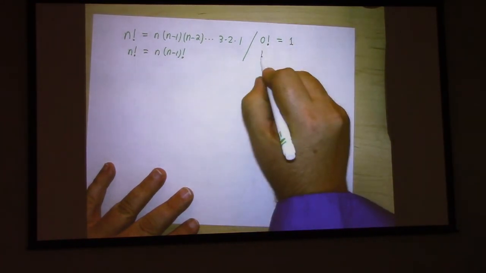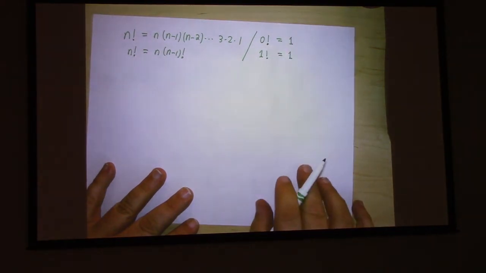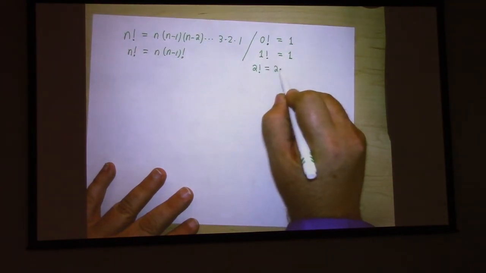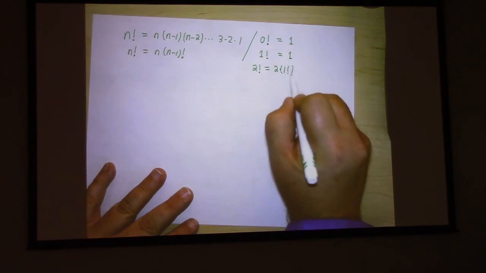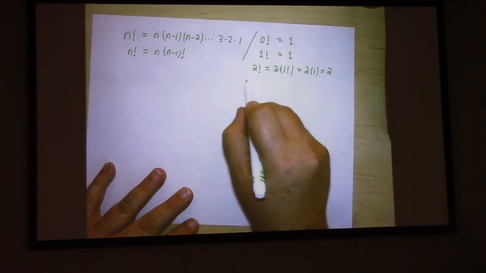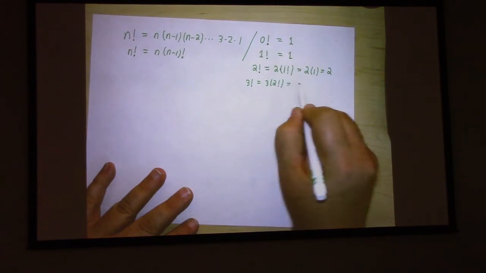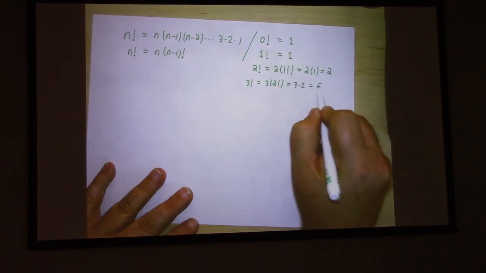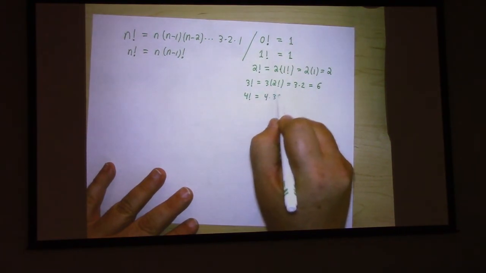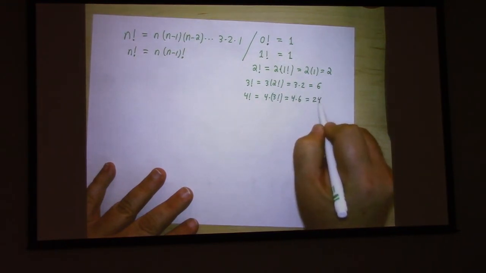And 1 factorial is 1. All right. Once you know that, you can build 2 factorial. See, 2 factorial is equal to 2 times 1 factorial by the recursive rule, which is 2 times 1. So 2 factorial is 2. 3 factorial is 3 times 2 factorial, which is also 3 times 2, which is 6. 4 factorial is 4 times 3 factorial, which, by the way, is 4 times 6, which is 24.